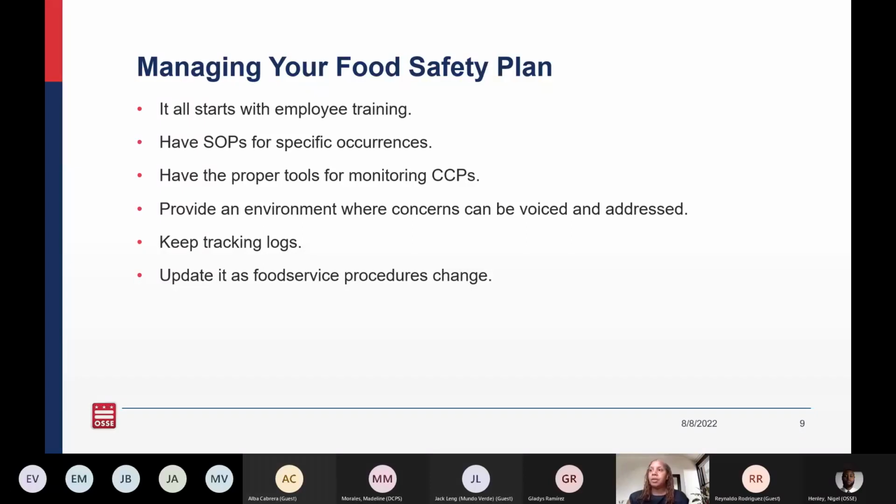In addition to identifying concerns, you also want to make sure that you have a tracking log so that you're able to identify incidents, how they were handled, and any changes that may have been made to your food safety plan as a result of the incident.